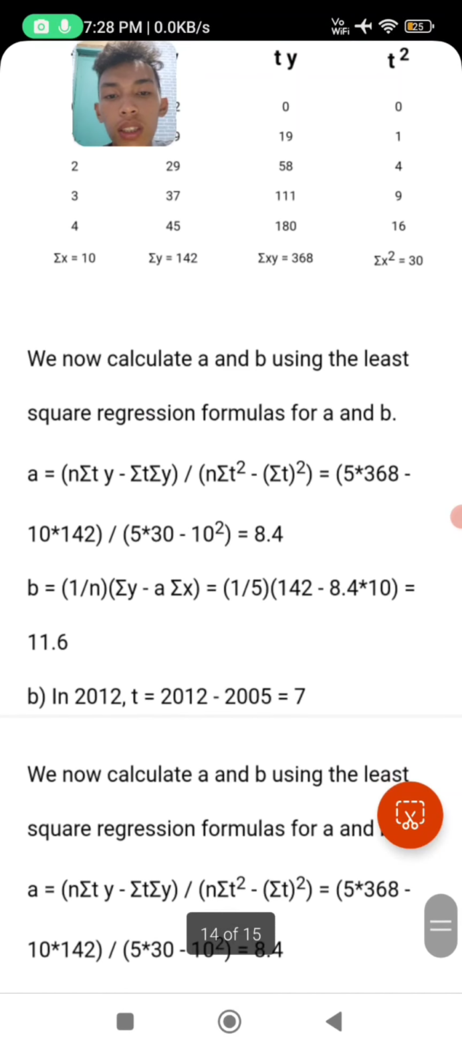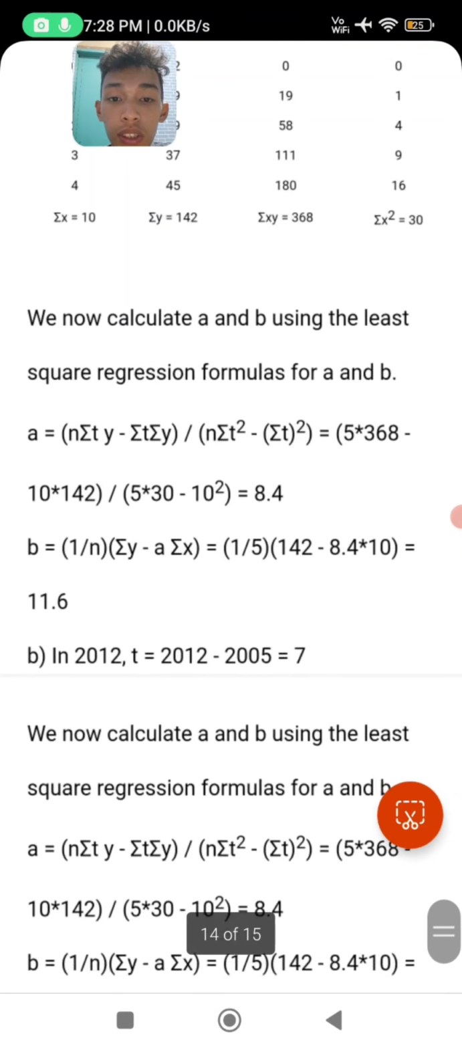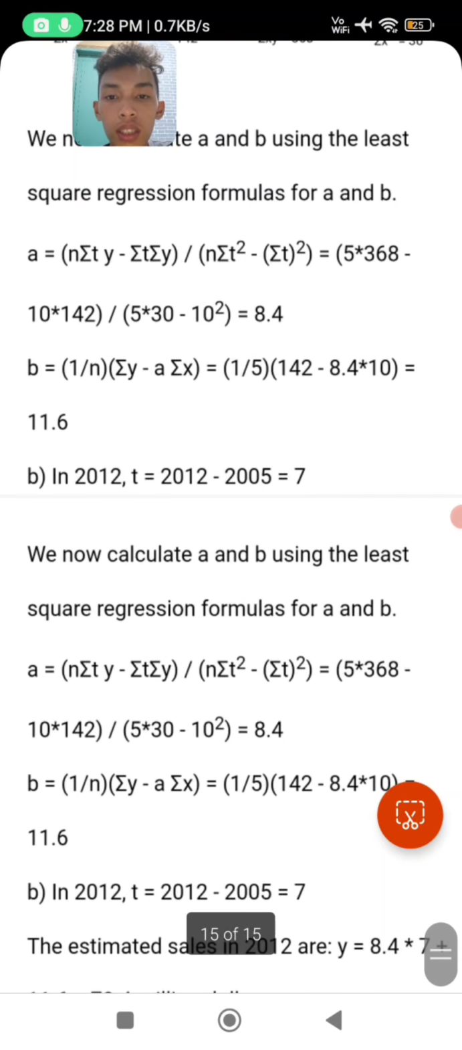Now we calculate a and b using the least square regression formulas for a and b. a equals n times the sum of t and y scores minus the sum of t scores times the sum of y scores, over n times the sum of t squared minus the sum of t scores squared, equals 5 times 368 minus 10 times 142, over 5 times 30 minus 10 squared, equals 8.4.